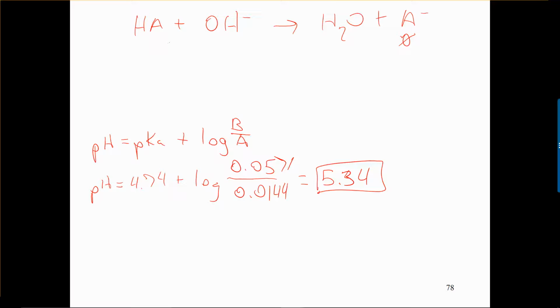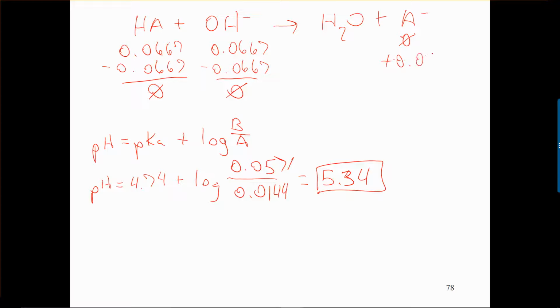All right, so HA is what in this case? 0.0667. These are the same, right? Which means they completely dissociate. Okay, so at the equivalence point, this is what I have.